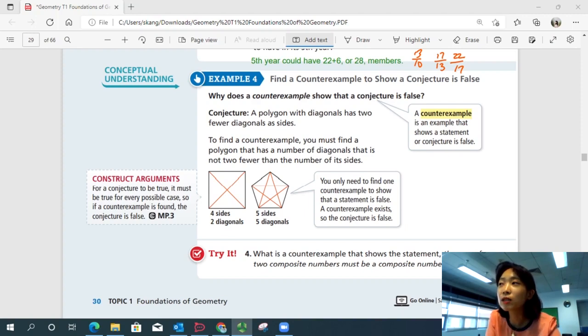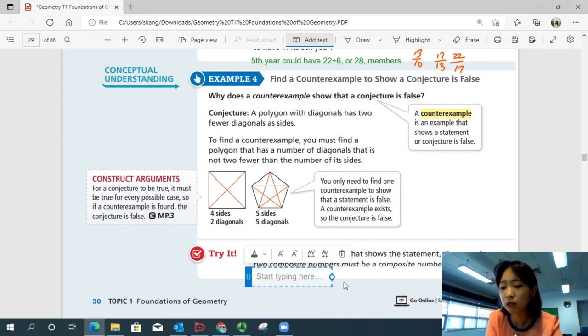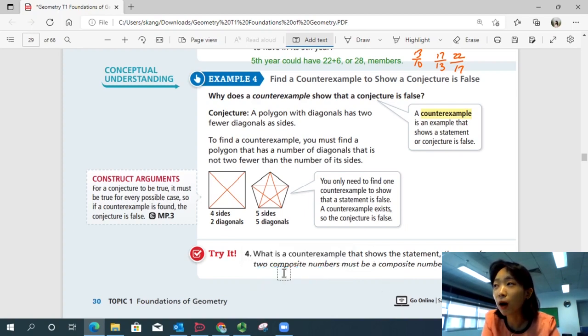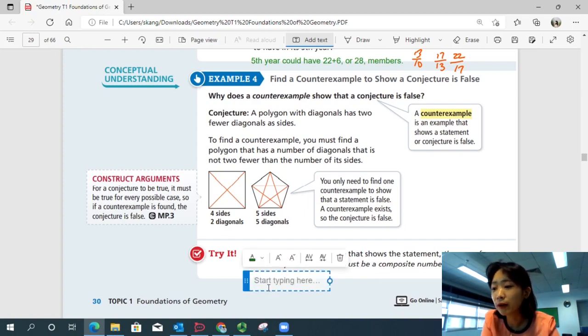So the sum of 2 composite numbers must be a composite number. So 4, let's say, and 9 is another composite number. 4 plus 9 is 13. 13 is not a composite number, it's a prime number, right? So there you go, that's a counterexample. If you figured out another counterexample, great. But you need to figure out 2 composite numbers that make a prime number to make a counterexample. Okay?